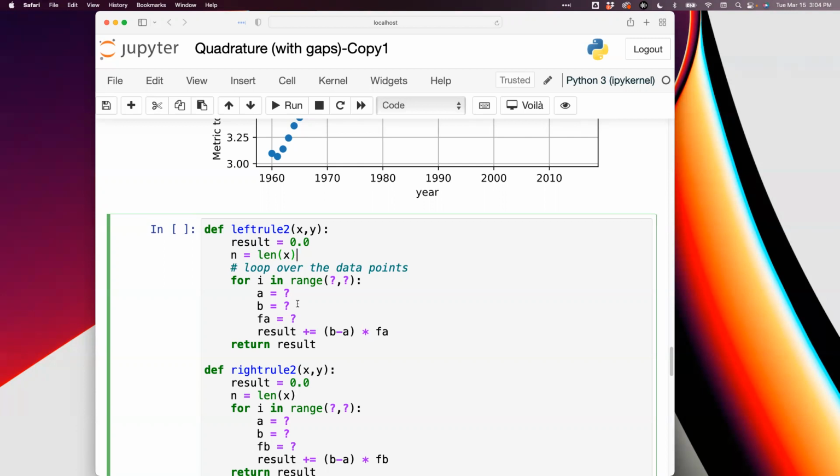Some got it, some not. Your problem is going to be in the range, the meaning of that range. Where are you going to go? From 0 to what? You guys got it up there? Okay. Who wants to help? Who would like to help? Go ahead.